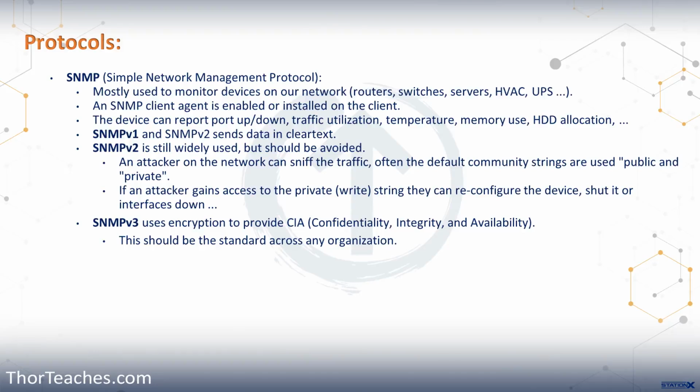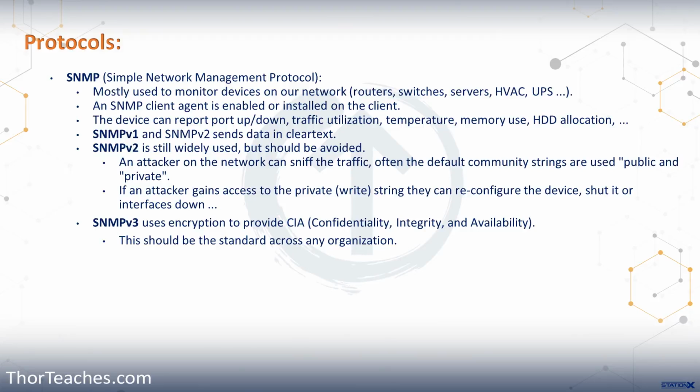And what that really means is we monitor the devices on our network, our routers, our switches, servers, even HVAC units or UPSs in our data centers. Really anything we can assign an IP address to, we can monitor. And for that to work, we need to have an SNMP client installed and enabled on the client. And depending on the version of SNMP, it can either report up or down, or in version 2 or 3, we get a lot more granularity.